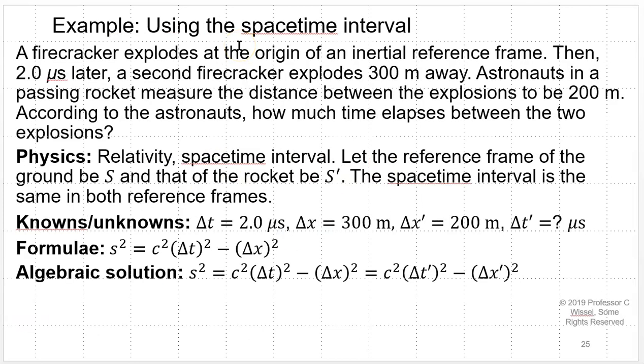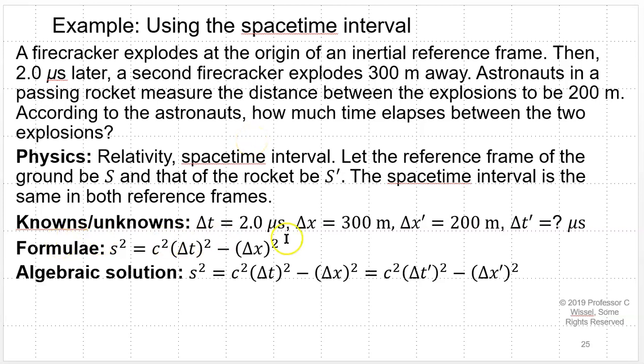So here we're going to use the space-time interval. A firecracker explodes at the origin of an inertial reference frame. Then 2 microseconds later, a second firecracker explodes 300 meters away. Astronauts in a passing rocket measure the distance between the explosions to be 200 meters. According to the astronauts, how much time elapses between the two explosions? The physics of this is relativity, space-time interval. We're going to let the reference frame of the ground be S and that of the rocket be S prime. The space-time interval is the same in both reference frames.